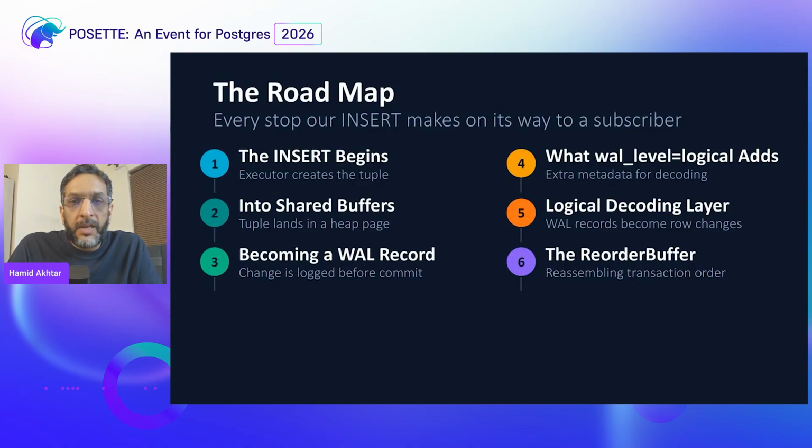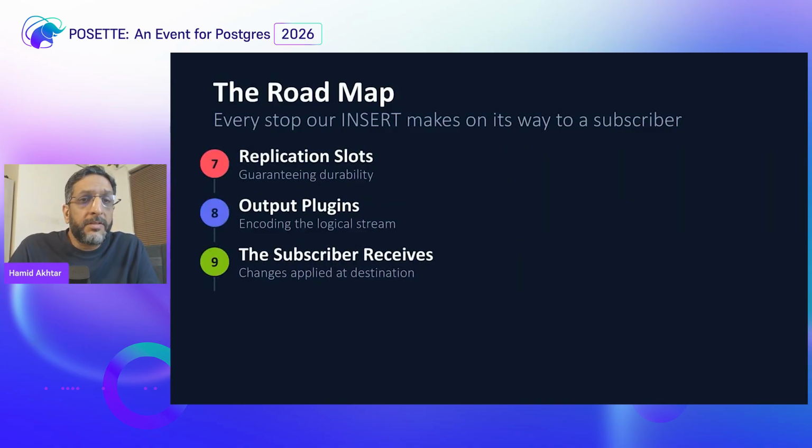Starts with the logical decoding layer, where the reorder buffer comes in, which reassembles the transaction order, and then finally to the next three stops, the replication slots and the output plugins, and finally the subscriber receiving that data. So to understand this, we're essentially going to walk through all of these 9 stops, understanding what exactly is done at each stop, and then we're going to make our way towards the publisher and the subscriber towards the end.